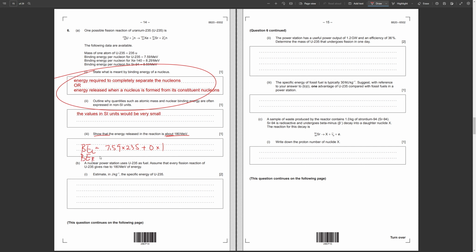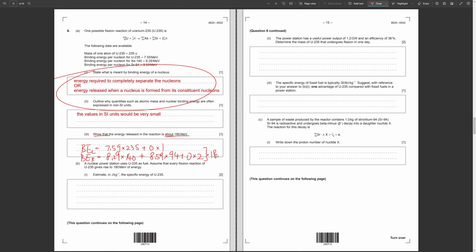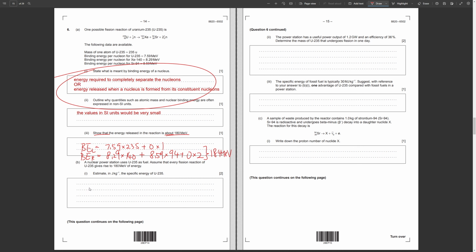Similarly, we can do the binding energy on the right-hand side and make sure you refer to the number of nucleons as well. Starting with 8.29 and there are 140 nucleons. It's 8.59 and there are 94 nucleons. And once again, if you insist, you can do 0 MeV, the binding energy of neutron, and there are 2 neutrons. Lastly, you compare these two and take a subtraction, then the answer should be 184 MeV.